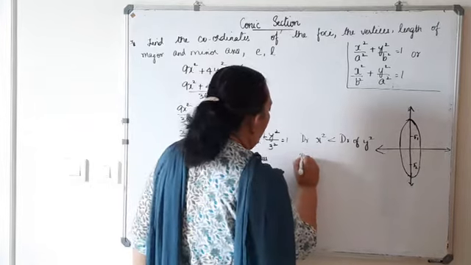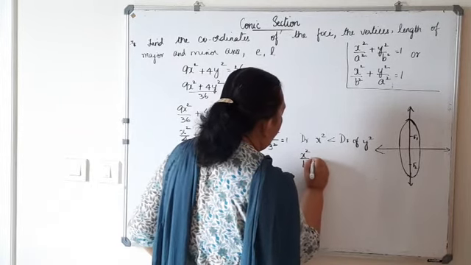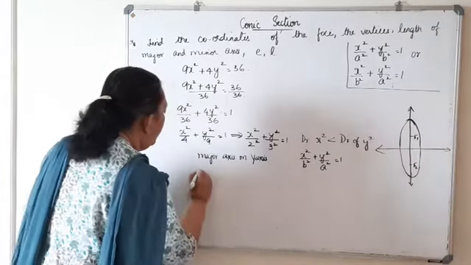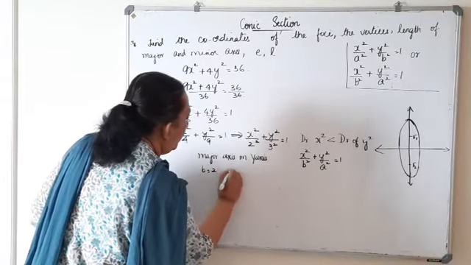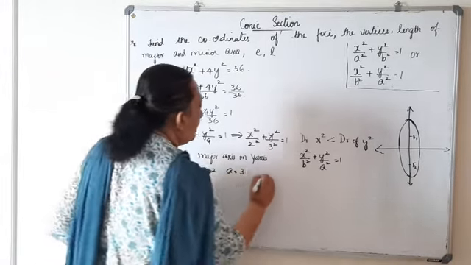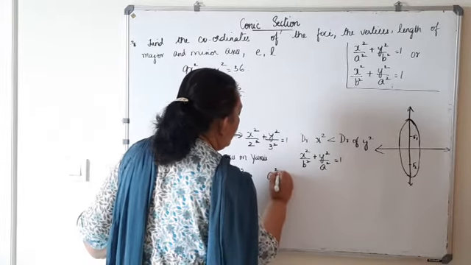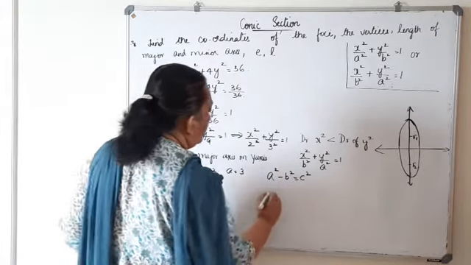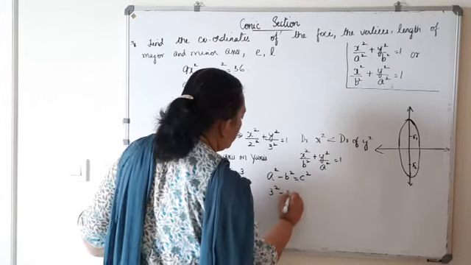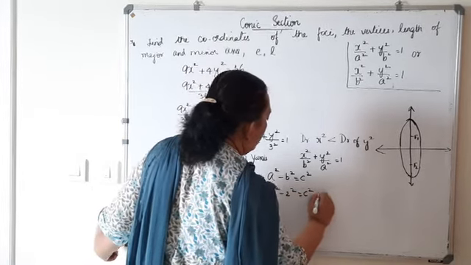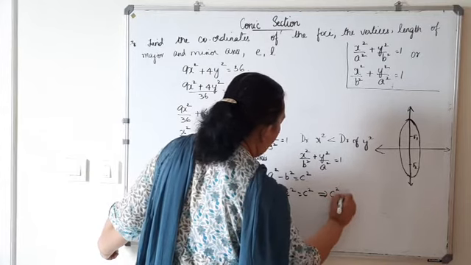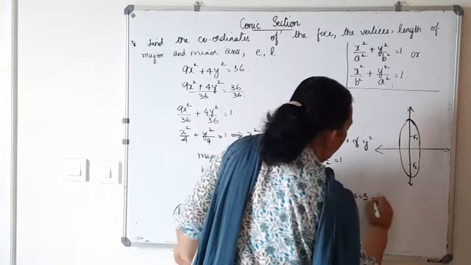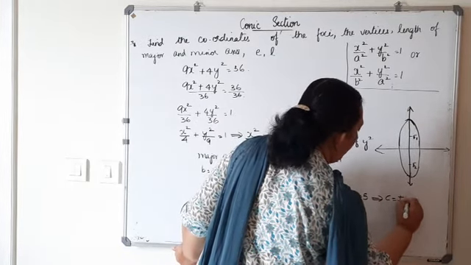So this is of the form x squared by b squared plus y squared by a squared is equal to 1, where b is equal to 2, a is equal to 3. So what is the relationship between a, b and c? a squared minus b squared is equal to c squared. That is 3 squared minus 2 squared is equal to c squared, or c squared is equal to 9 minus 4, which is 5. c is equal to plus or minus root of 5.